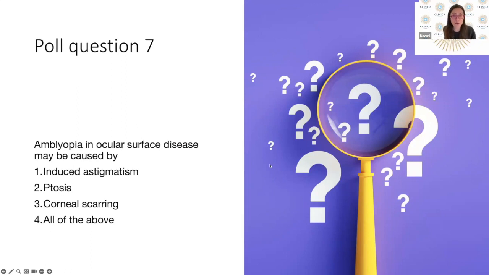I do apologize. So amblyopia in ocular surface disease may be caused by which? Induced astigmatism, ptosis, corneal scarring, or all of the above. It's all of the above. So if they get scars, if there's big papilla making their lid hang over the visual axis, if they've got scarring that's giving them an astigmatism in one eye asymmetrically, we've always got to be thinking about amblyopia.